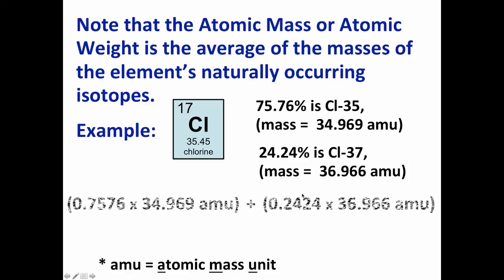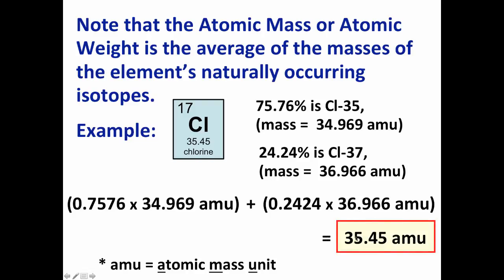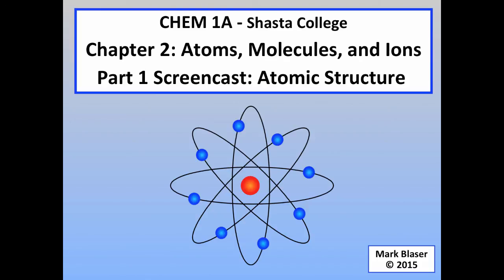36.966. And if we take the fractional abundance, the fractional amount of chlorine-35, multiply that by the mass of chlorine-35, and add that to the fractional amount of chlorine-37, about 24%, times the mass of chlorine-37, what we get is this sort of weighted average that is 35.45, rounded off to the right number of significant figures from our data here, AMU. And that is where this number comes from. This is the atomic mass. It's the weighted average mass of naturally occurring, in this case, chlorine. And again, remember, it's made up of some chlorine-35s and some chlorine-37s. And that's going to be true in general, how we have determined atomic masses for different elements on the periodic table. And that's it for screencast number 1 for chapter 2.